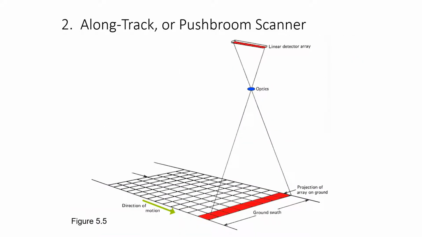And an along track or push broom scanner is a little bit different. Instead of having a single sensor that is constantly getting feedback and then recording it and then moving on to the next cell in the grid, if you will, along track or push broom scanners have an array that is a set size, and it measures a set size swath on the ground, and as the plane moves forward, the direction of motion, it moves on to the next set of measurements.